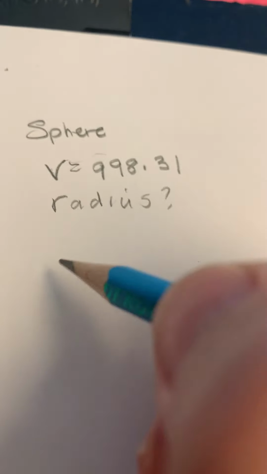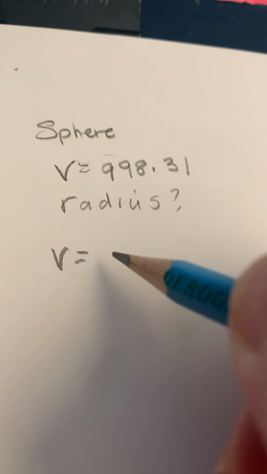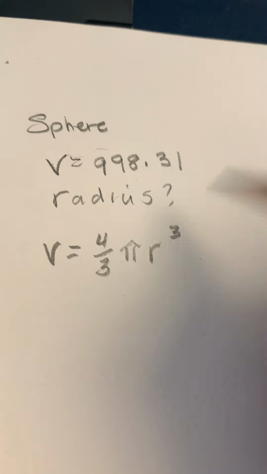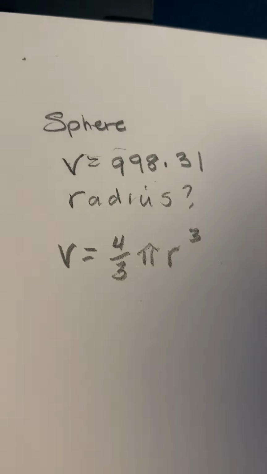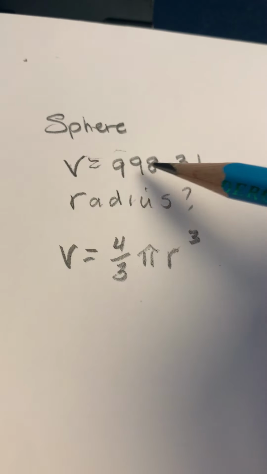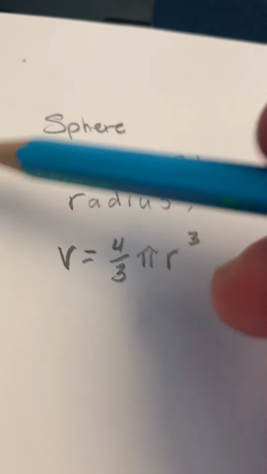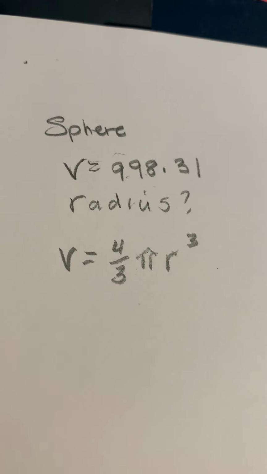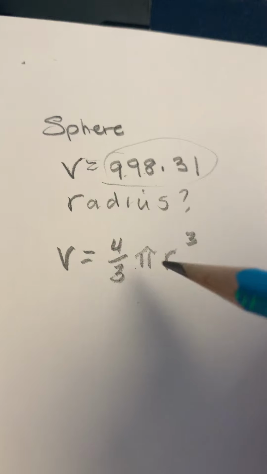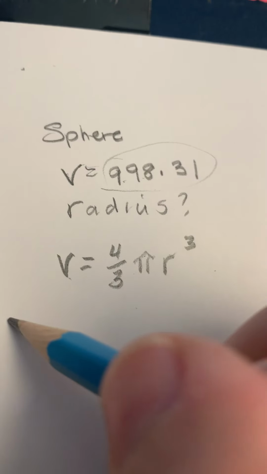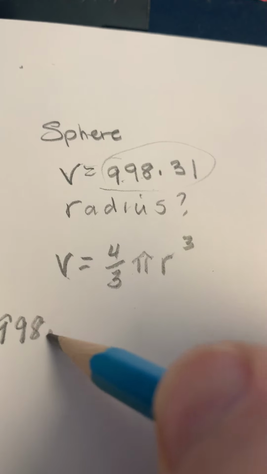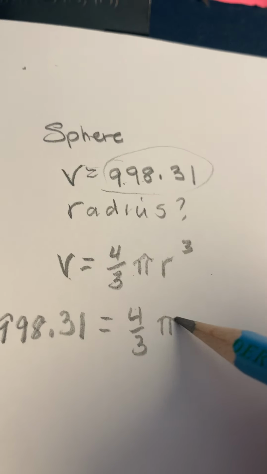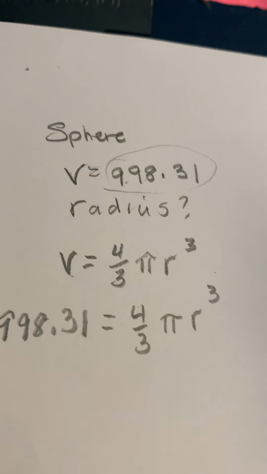So let's take a look at the formula. We have volume is equal to 4/3 pi r cubed. Let's not make this any more complicated than it needs to be. If they give it to you in words and say the volume is this, that's no different than them giving you what V is equal to. This amount represents the volume, so it gets substituted in place of V. So now you're going to have 998.31 replacing V. We have 4/3 pi r cubed.